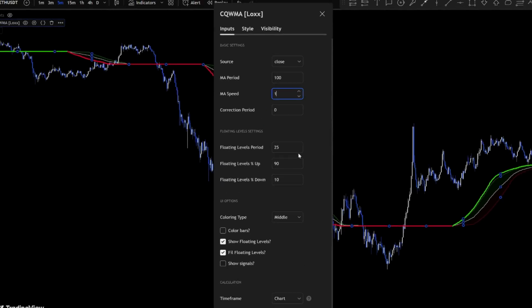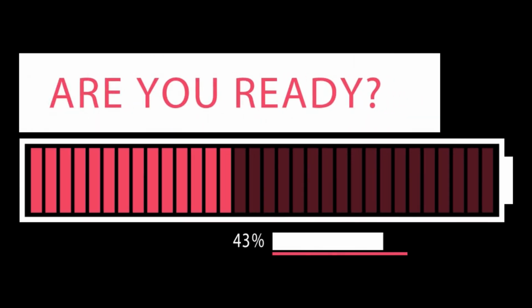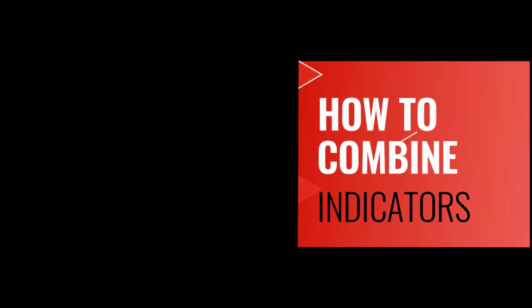Now we have our pivot high-low line showing us potential support and resistance levels, and our corrected AWMA helping us filter out bad signals. And we're almost ready to put the strategy into action. Stick with me and I'll show you exactly how to combine these two indicators to find high probability trades.